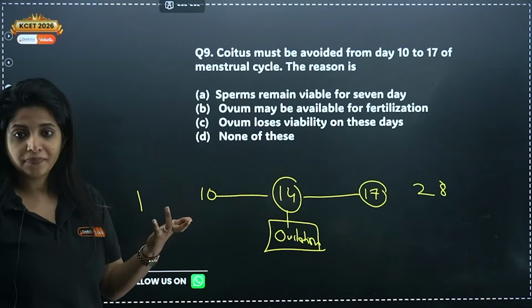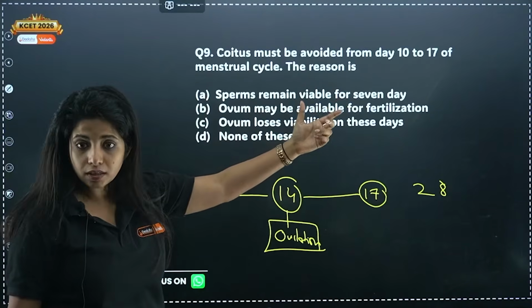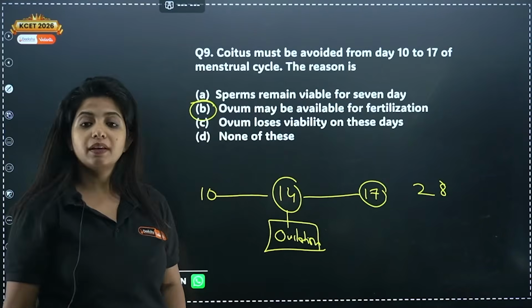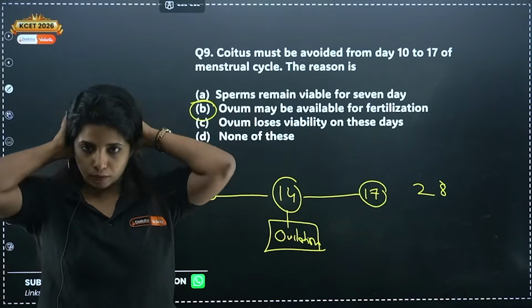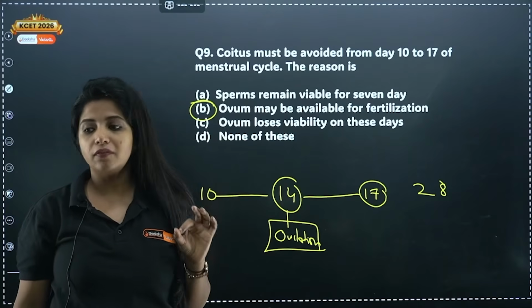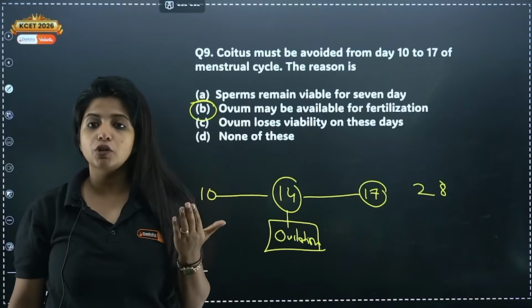The reason is why? Because the sperms remain viable for 7 days. Is that the reason? Ovum may be available for fertilization. That is your reason. Ovum loses viability on these days? No. None of these. This is the answer for the question, because ovum may be available for fertilization to happen. That is why you should avoid coitus from 10 to 17 days.